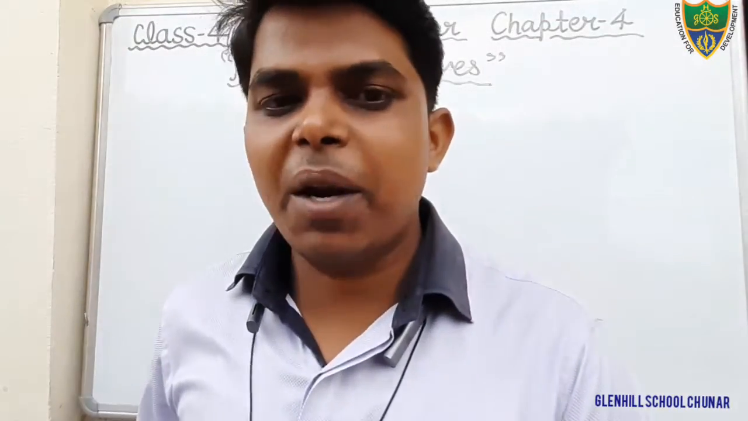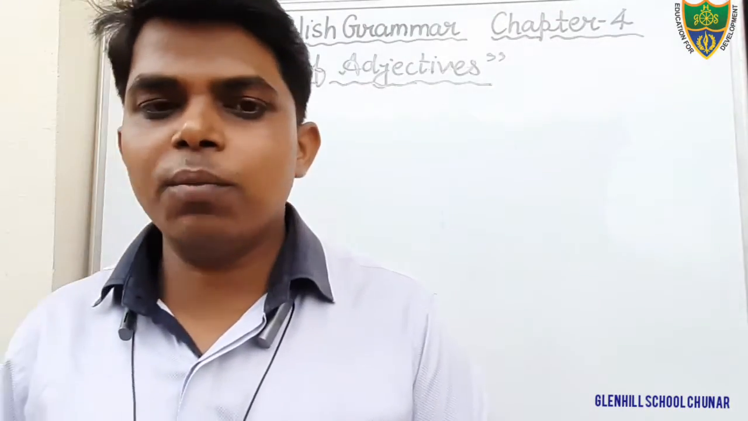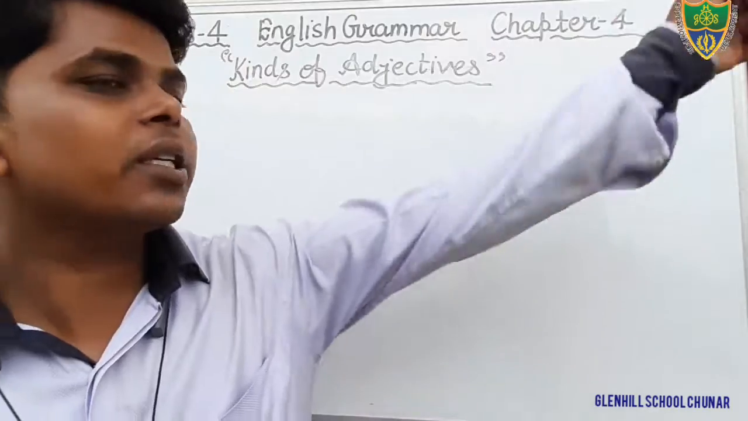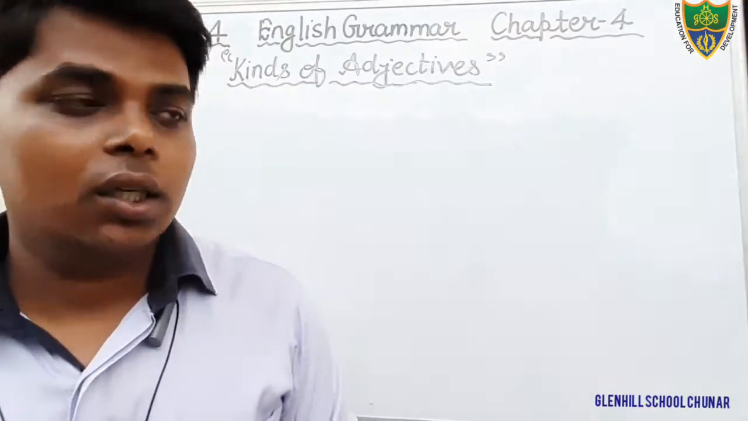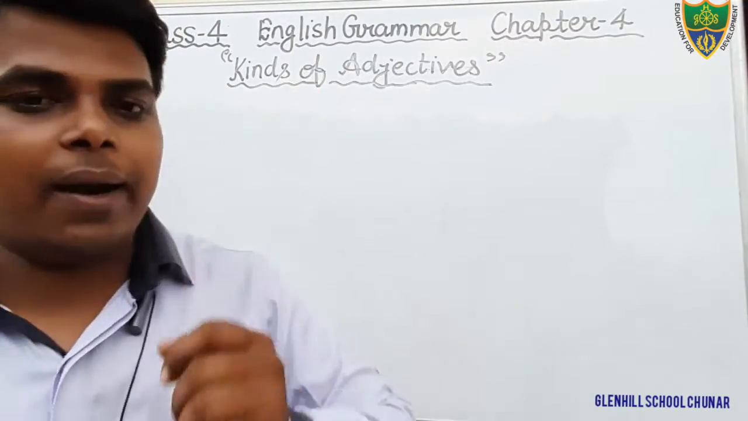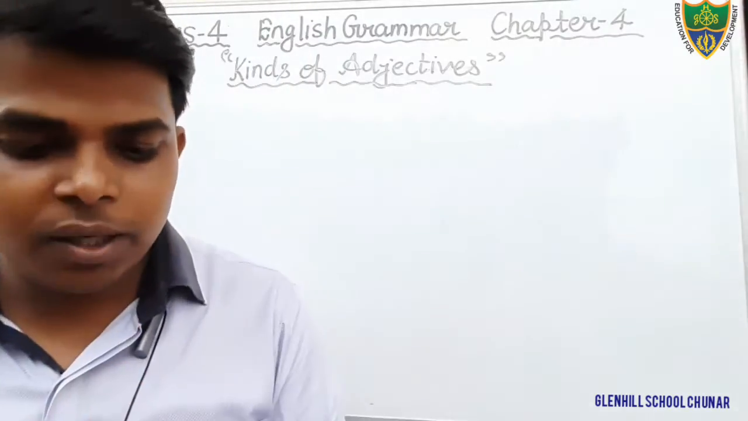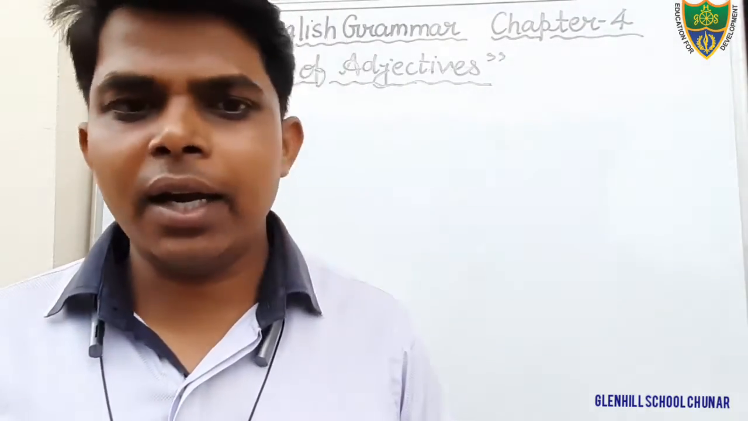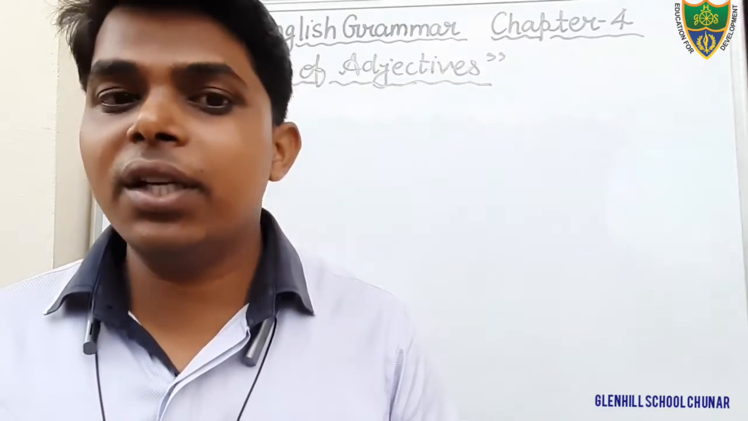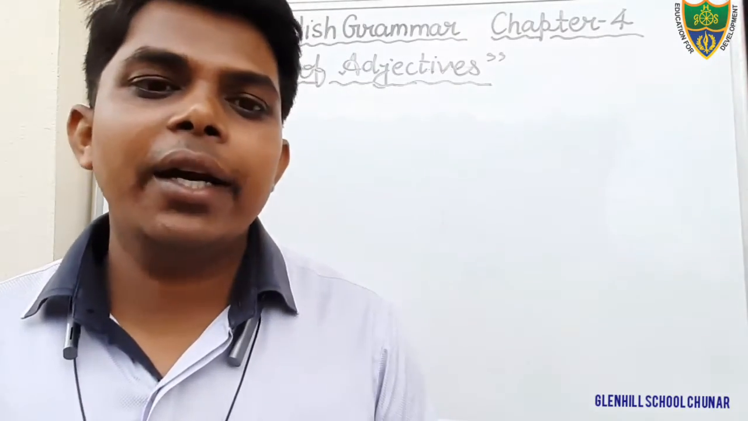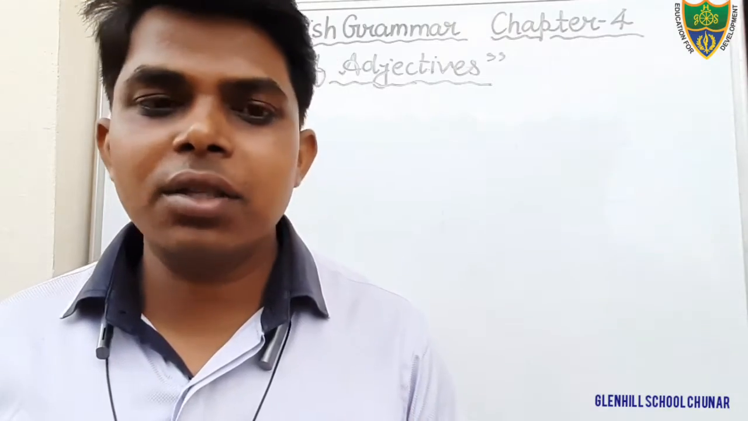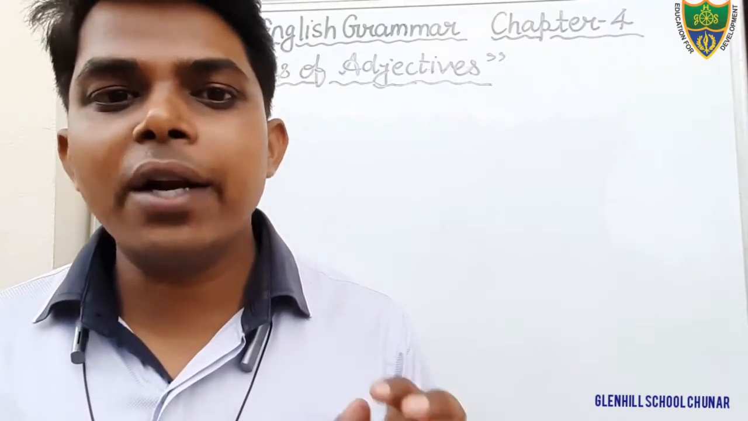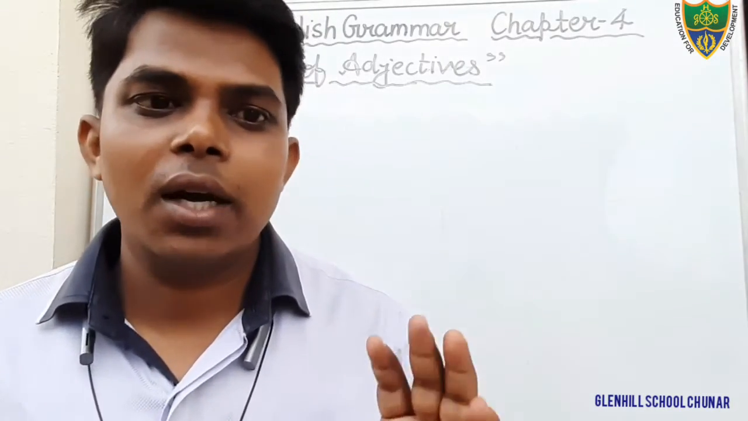Dear students, in the previous classes we were discussing the grammar portion, chapter number 4. The topic is kinds of adjective. In this chapter I have defined the adjective and told you the features of an adjective, and we have also discussed kinds of adjective. There are 5 kinds of adjective given in your book.